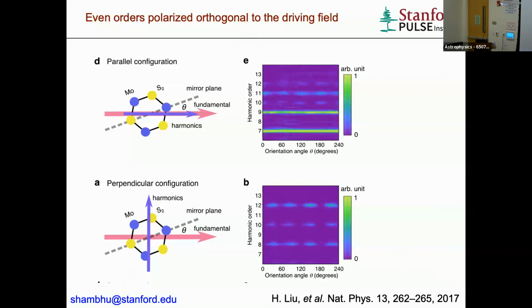In the gas phase, the harmonics are always polarized in the same direction as the laser field because there is no dipole to radiate in the other direction, right? So it was pretty remarkable that when you have a periodic array of atoms forming a crystal, it gives rise to something fundamentally different.